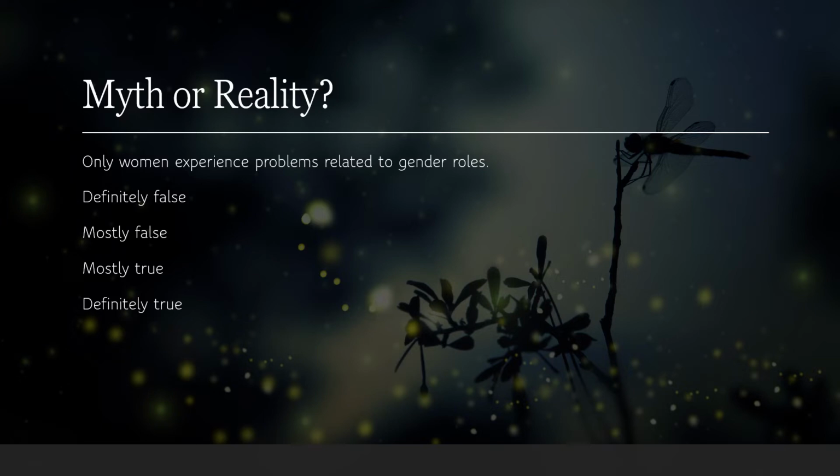So I think it's so important as we think about gender that we think about this from the perspective of both men and women having their own experiences, and that their experiences can be equally negative, and they can also be equally positive, just depending upon their environment and depending upon the support or lack of support that they may have. So what is the answer to this? Well, it's definitely false. So we know that men experience problems related to gender roles.